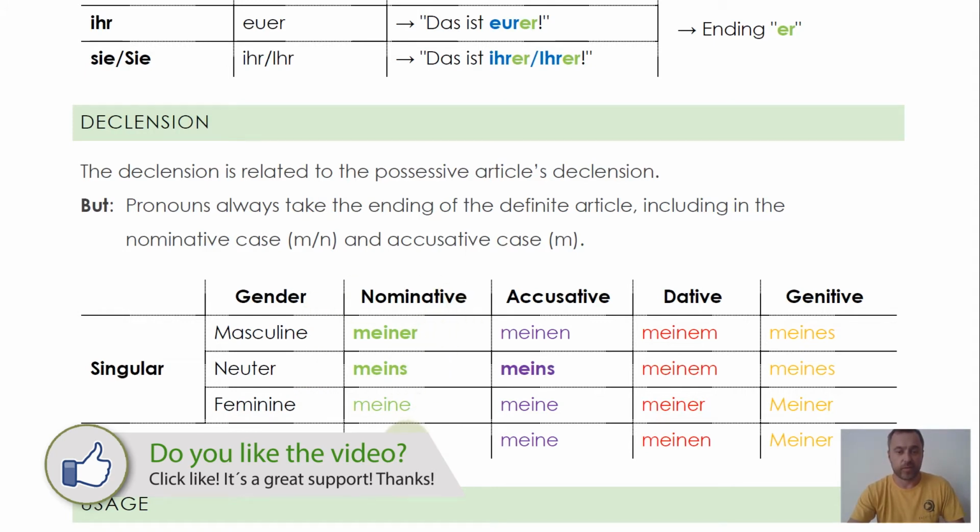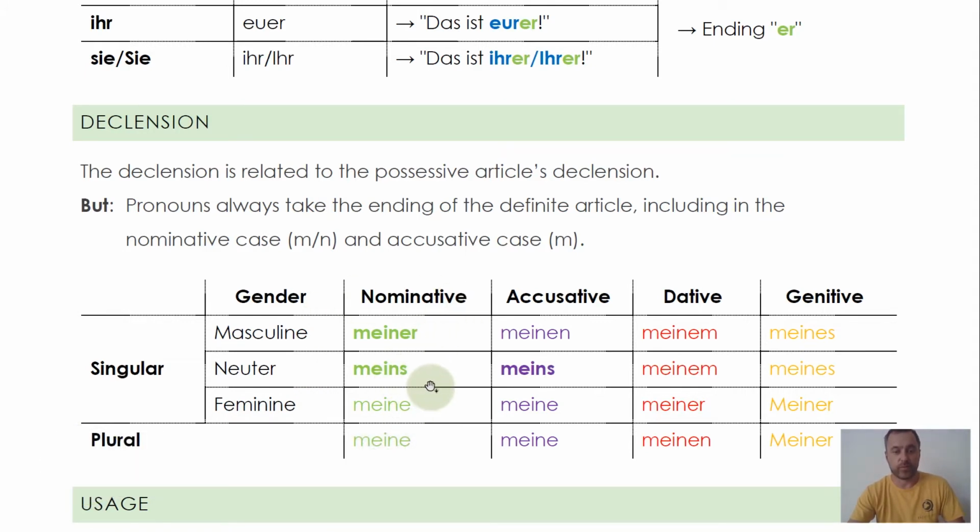It's der, so we use meiner. As it's das, so we use meins. It's die, so meine. Also plural, die, meine. Same here. Accusative, masculine is den, neuter, das, die, dem, der, den. Das, des, der.